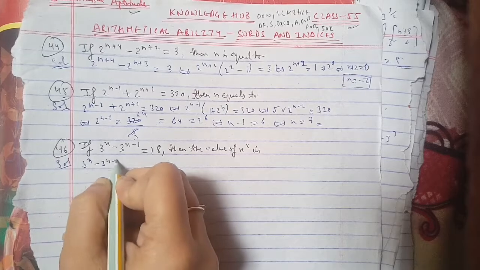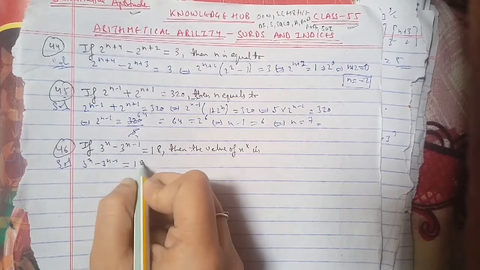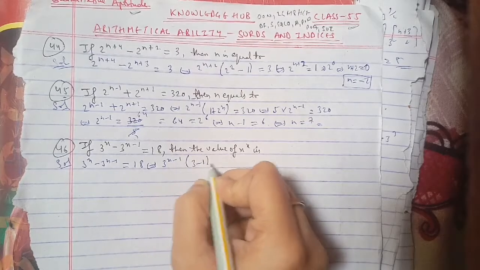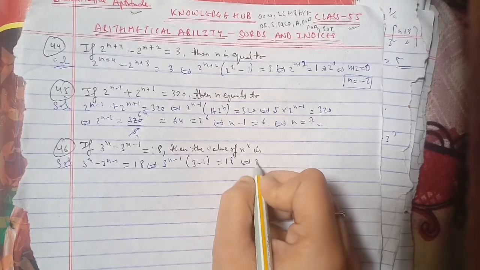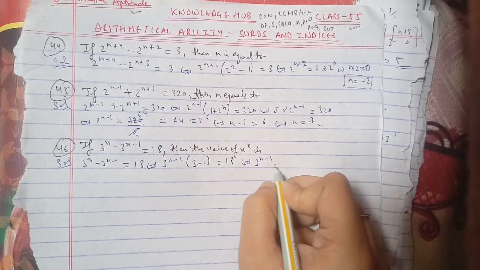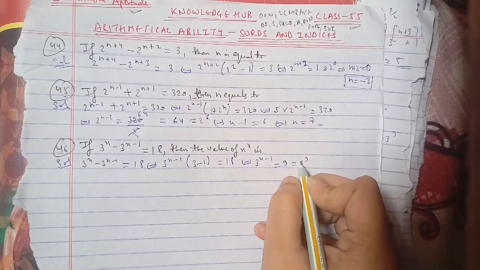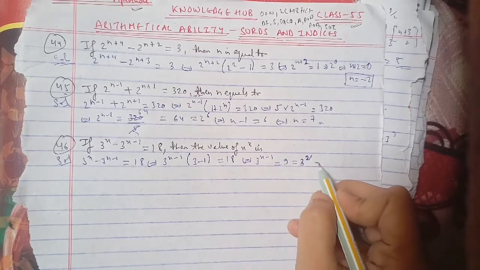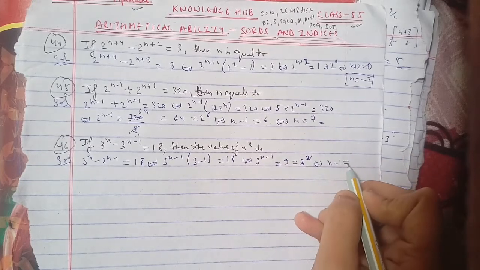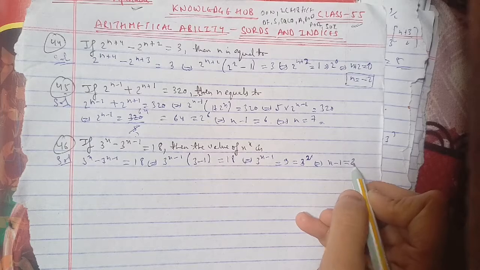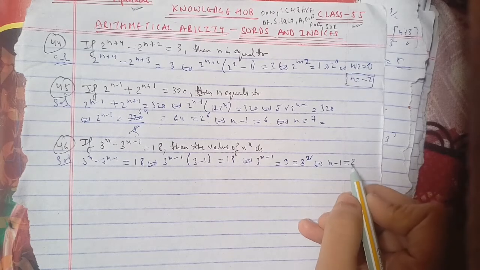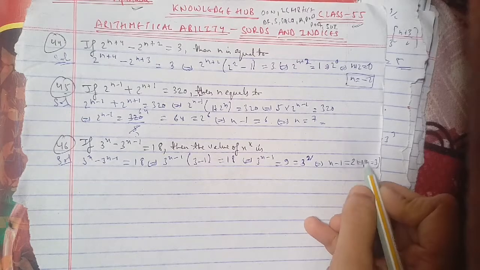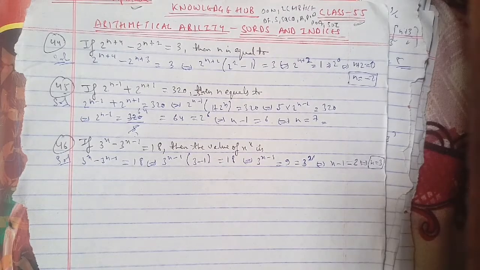3^(x-1) = 18. 3^(x-1) equals 9, which is 3 power 2. So 3 to the power... 3 threes are 9. So it will resemble here x minus 1 equals 2, and the minus 1, when it comes to the other side, will become positive, so x equals 3. So the answer we'll get is x equals 3.